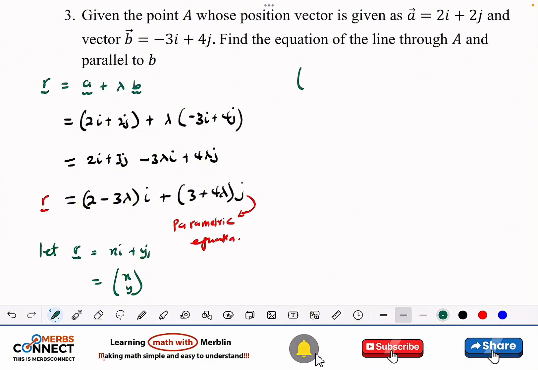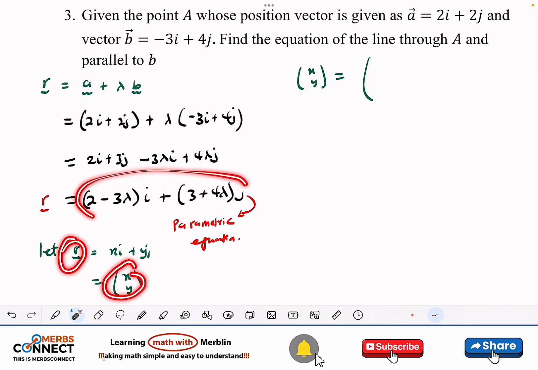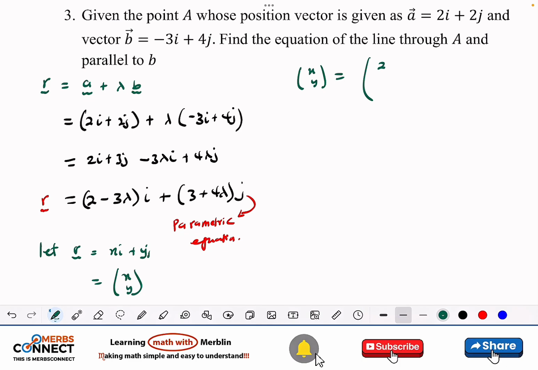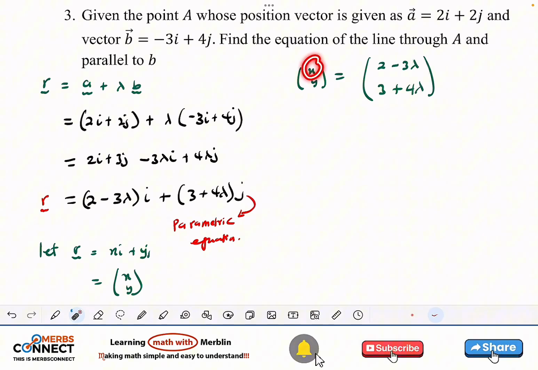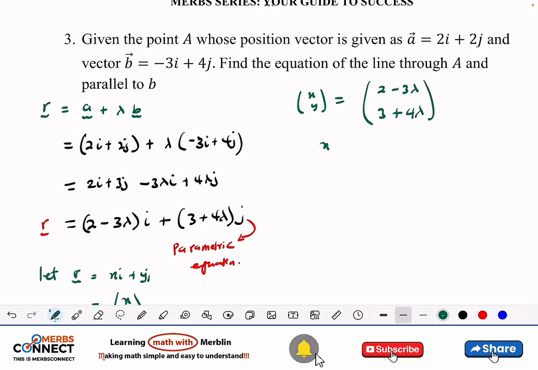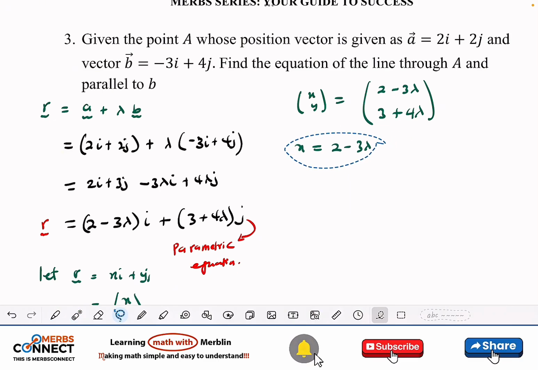So now, see what happens. Now we are going to have xy to be equal to, so xy is my r, which will be equal to this. So now this will be 2 minus 3 lambda and then 3 plus 4 lambda. So same thing, x is equal to this, y is equal to that. So this is going to give us x is equal to 2 minus 3 lambda. And then y is equal to 3 plus 4 lambda.